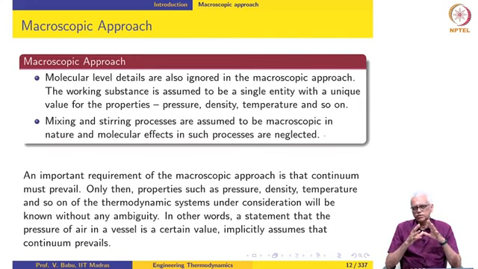Otherwise, when I measure temperature or pressure at one location, I get some value. I measure it at another location, I get some other value. Then we do not have an unambiguous value for that particular property of the system. So, what is required is that we must know the property values without any ambiguity.